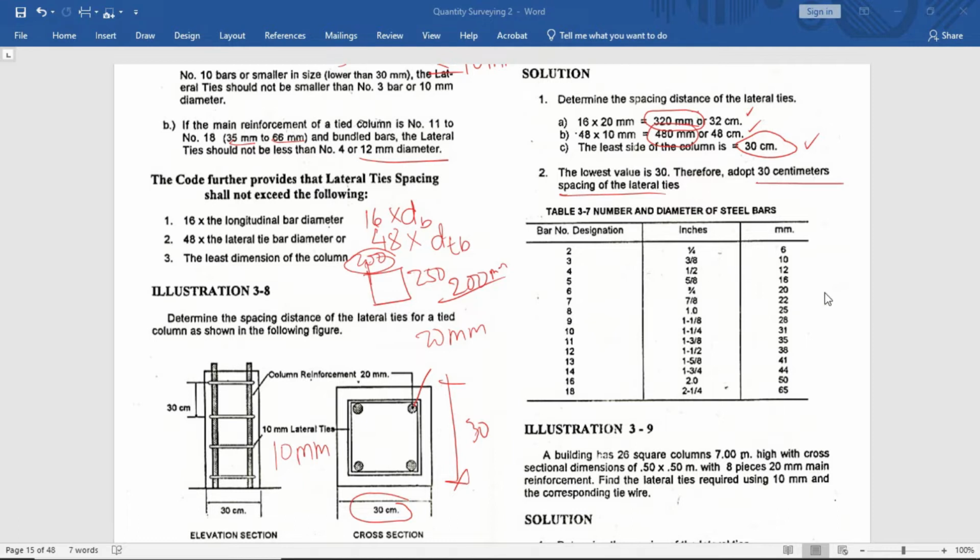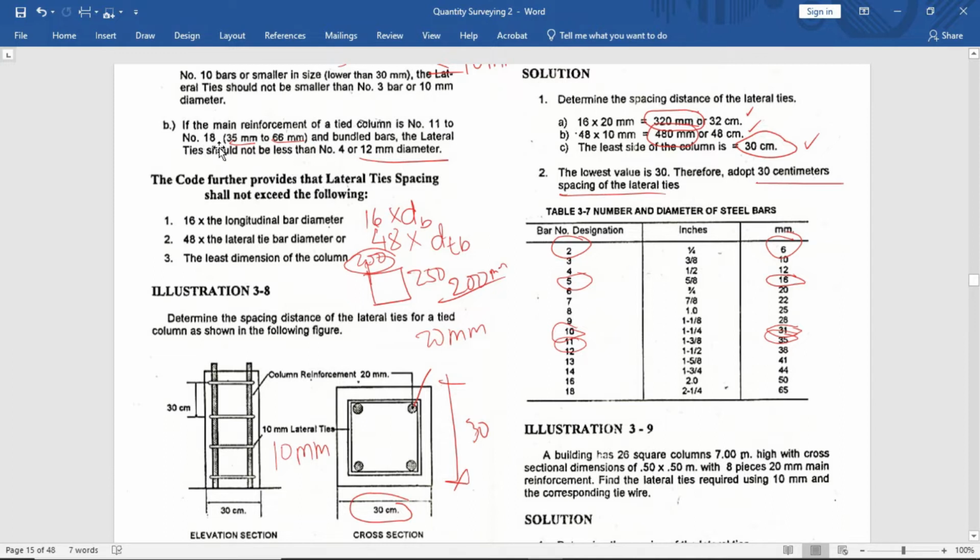Ito yung number and diameter of steel bars. Kung tinawag nating bar number 2, ito ay 6 mm. For example, ano yung bar number 10? Ano yan? 31 mm. Pag bar 5, yan ay 16 mm. Pag bar 11 is 35 mm. So, yan yung ginagamit natin. For example, dito, bar number 11 is 35.